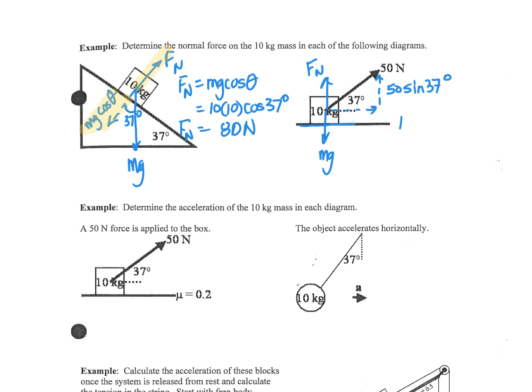So the normal force plus this 50 sine 37, because they're both going up, has to be equivalent to mg downward. So normal force plus 30 equals mg, which is 100, right? 10 times 10. So the normal force in this case is 70 newtons.